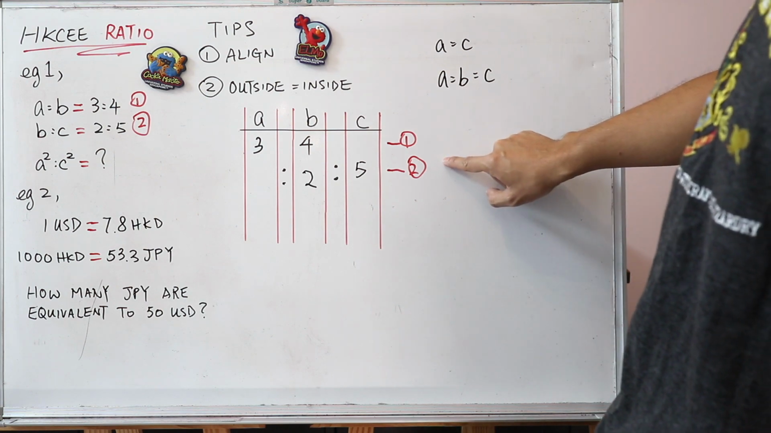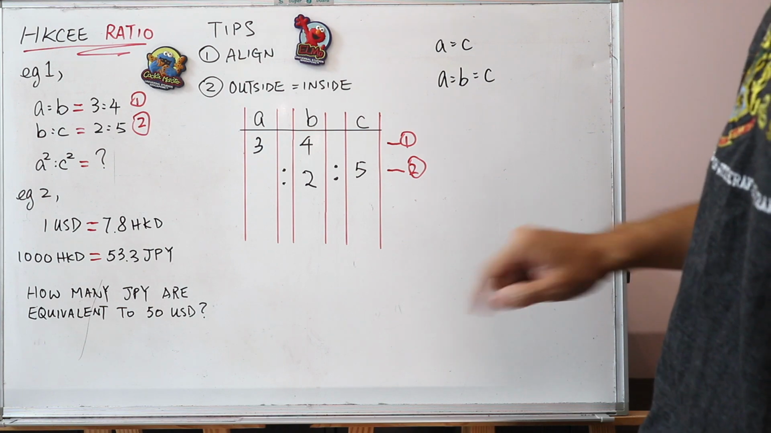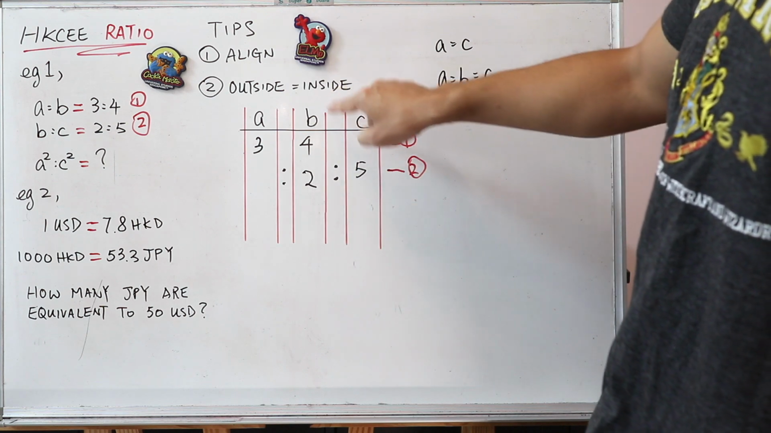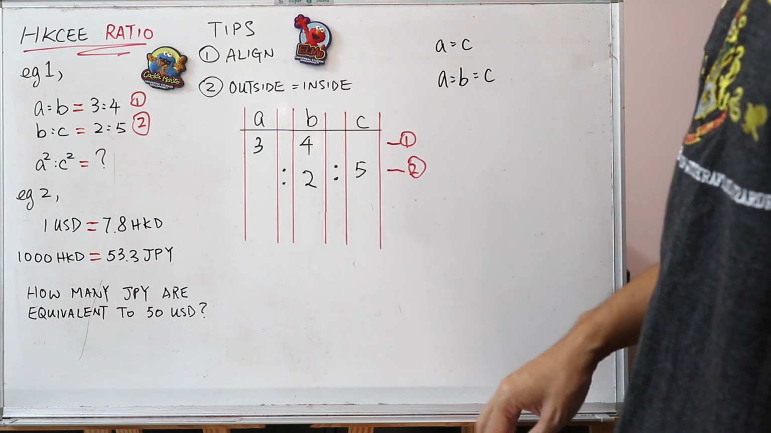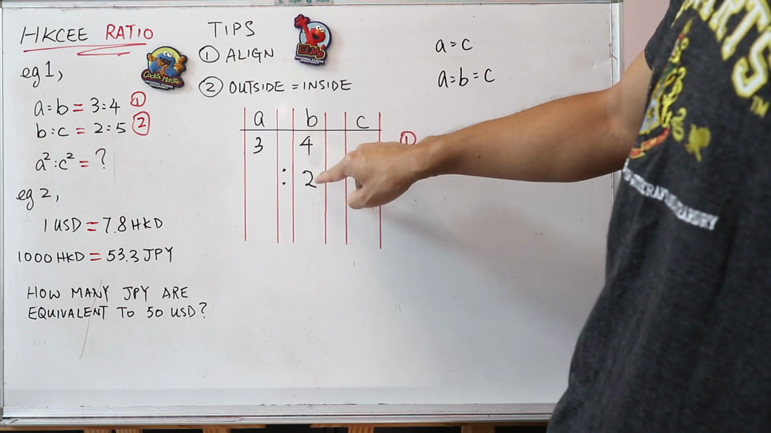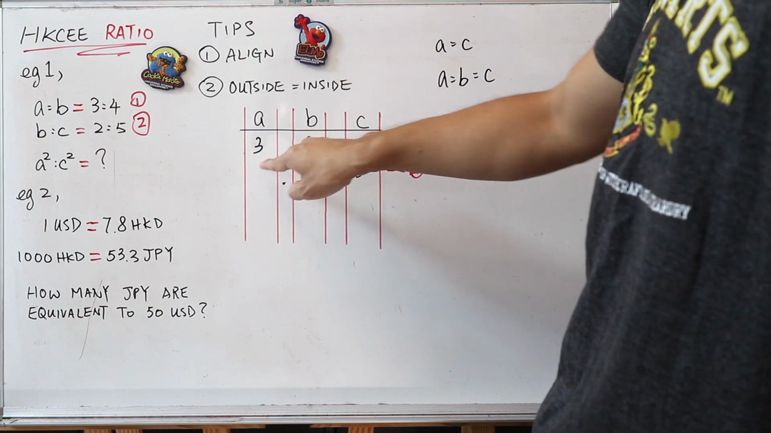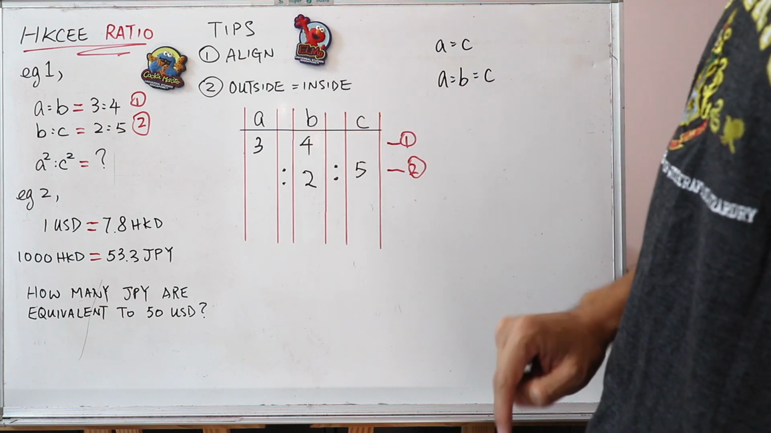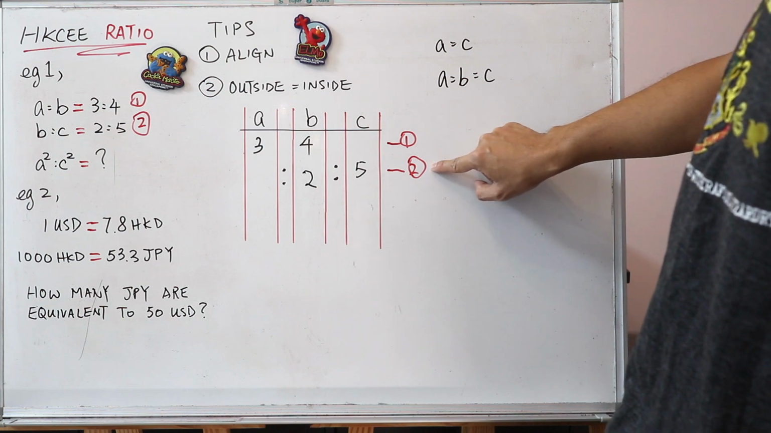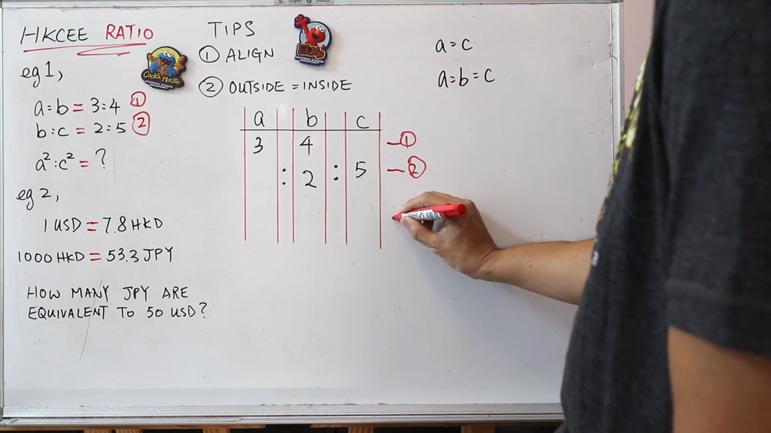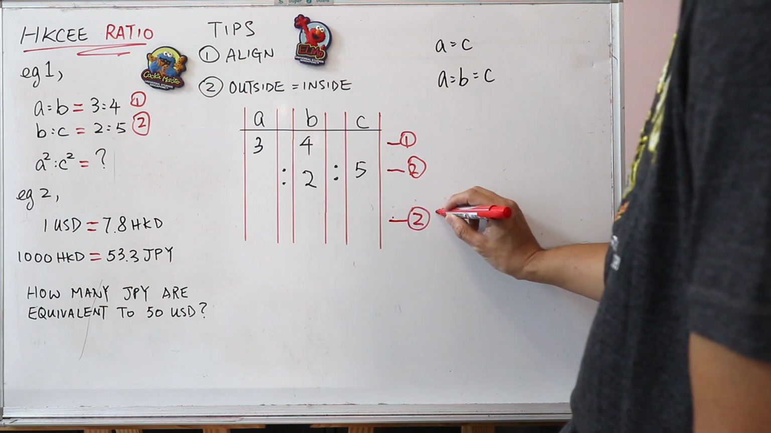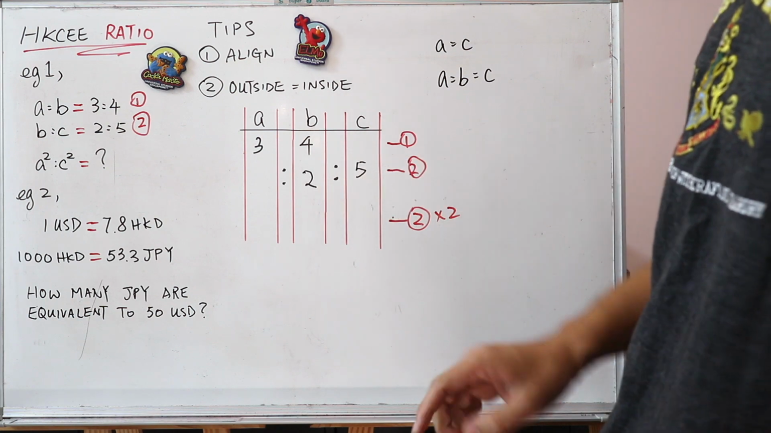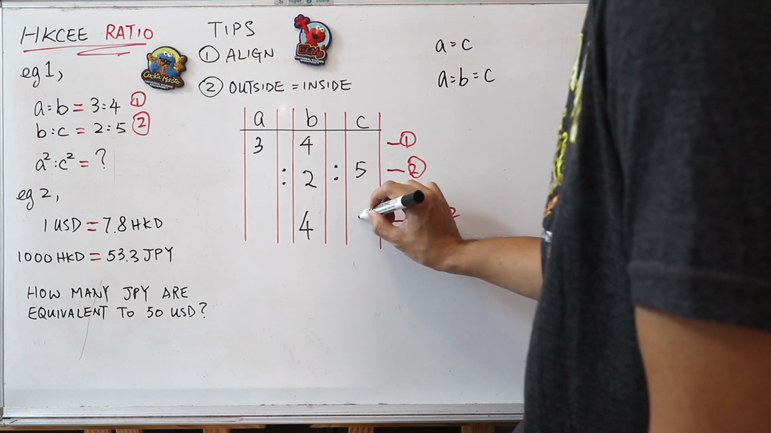With these two proportion statements, how do you find the ratio of A, B, and C? You need to look for the column which contains more than one number. In this B column, it has two numbers, 4 and 2. The idea is that you need to make both numbers the same, so afterwards you can compare A, B, and C directly. How do you make them the same? It's very easy. You multiply proportion statement number 2 by 2. Originally it's ratio 2 to 5, now it becomes 4 to 10.